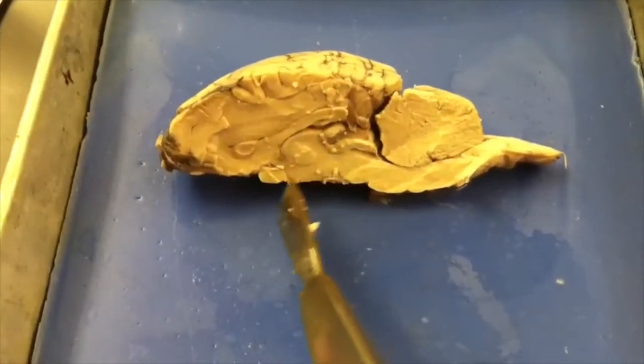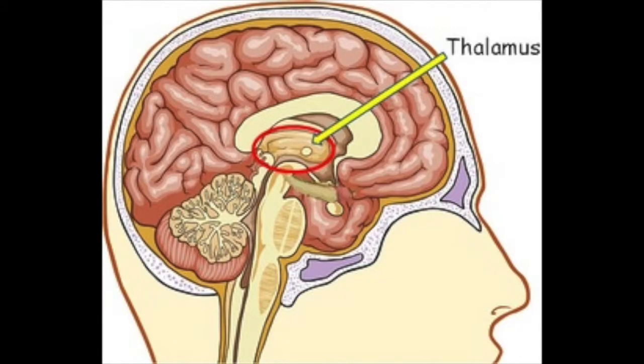This is the thalamus. The thalamus is involved in motor control, receiving auditory, somatosensory, and visual sensory signals, relaying sensory signals to the cerebral cortex, and controlling sleep.